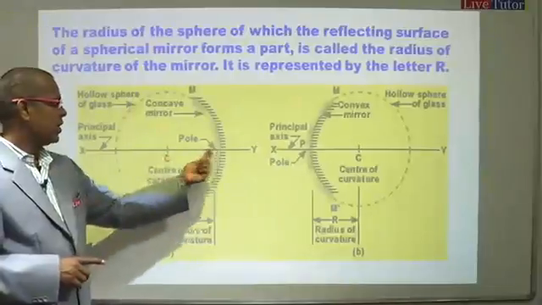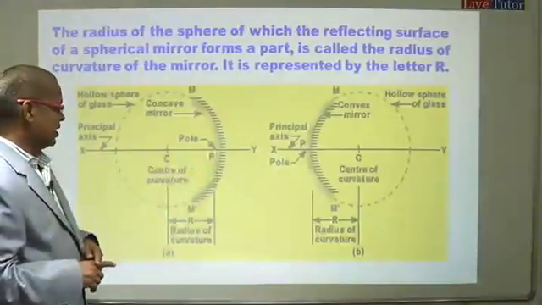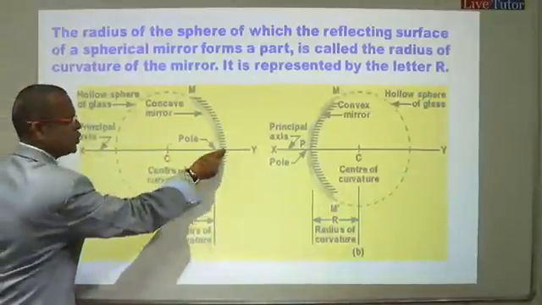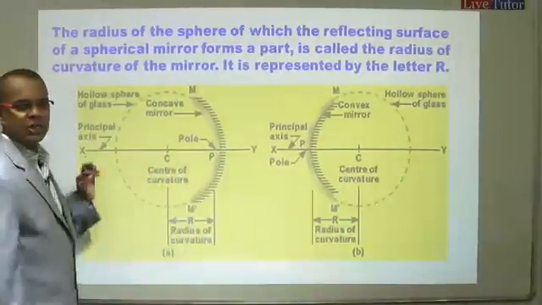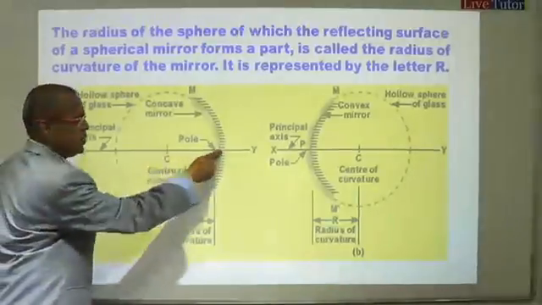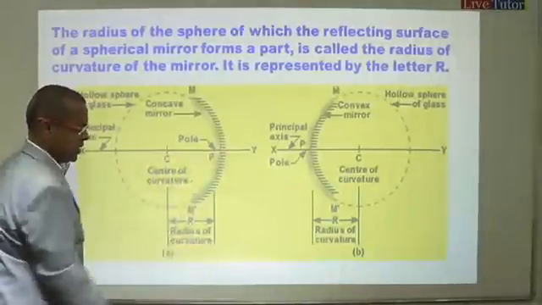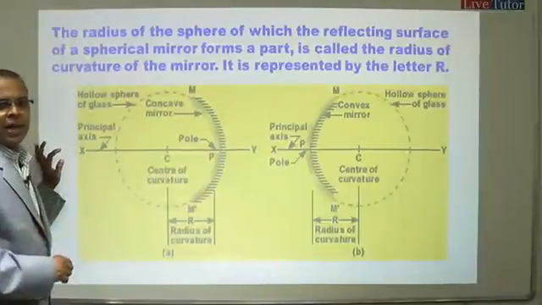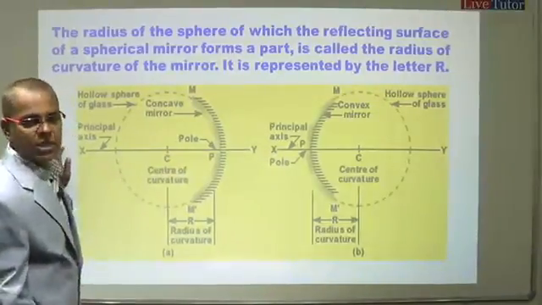From here to here, this is called the radius of curvature. You can see this distance from the center of curvature to the pole. Usually it is measured from the center of curvature to the pole, and this distance is called the radius of curvature, represented by capital R. Usually radius is represented by capital R.